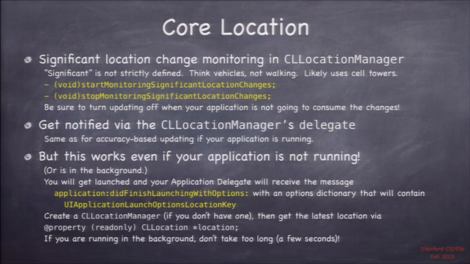So when you get launched in the background, if you're not running, your application didFinishLaunchingWithOptions will be sent, and there will be a dictionary there, and one of the things in the dictionary will be UIApplicationLaunchOptionsLocationKey. And if that key is in there, then that means you got launched because a significant change happened. So that's how you know why you got launched, because of that key.